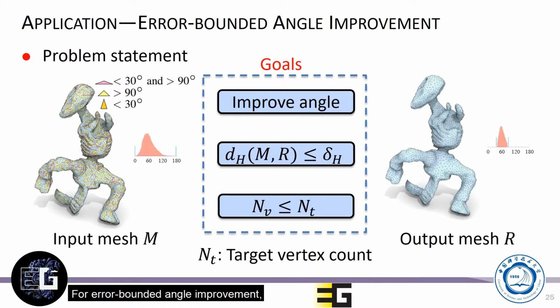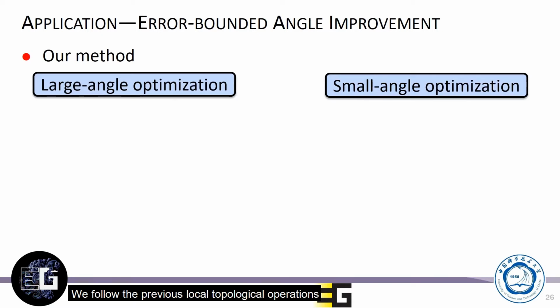For error-bounded angle improvement, we target eliminating large and small angles as much as possible, while maintaining the mesh to be a manifold mesh and not exceeding the two-sided Hausdorff distance bound and the target vertex count, as shown in this figure. We follow the previous local topological operations, but use a different vertex relocation approach. We first reduce the vertex number to be less than the target vertex count by remeshing, while ensuring the bounded Hausdorff distance. We update vertex position through DE optimization.